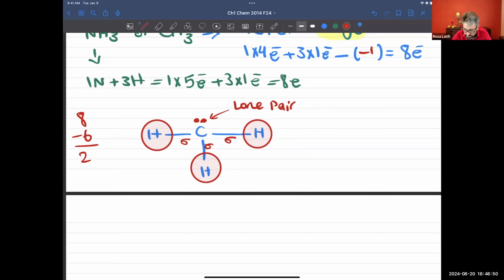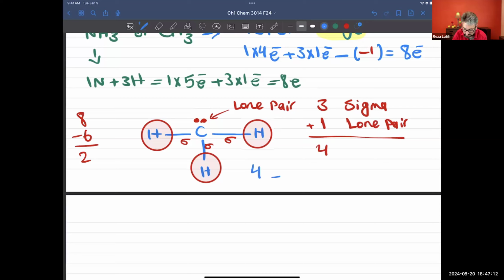So I got 3 sigma and 1 lone pair on carbon. So sigma plus lone pair on carbon, we got it equal to 4. Hybridization, again, is going to be 1 s and 3 from p. You get sp3. So hybridization is not going to change because you got 4.